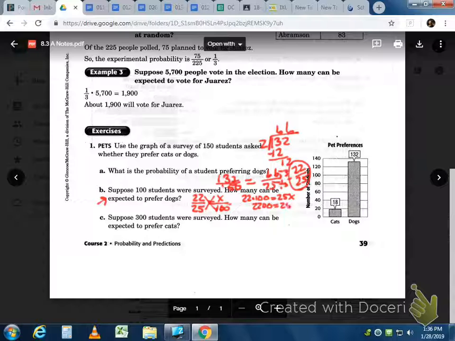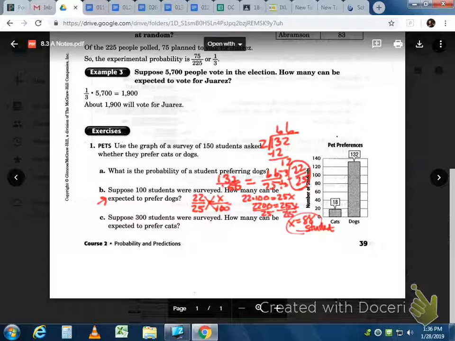And then what's the last step? Divide both sides by 25. So if I take 2200 divided by 25, I get 88. So we would project or predict that 88 students out of 100 would prefer dogs.